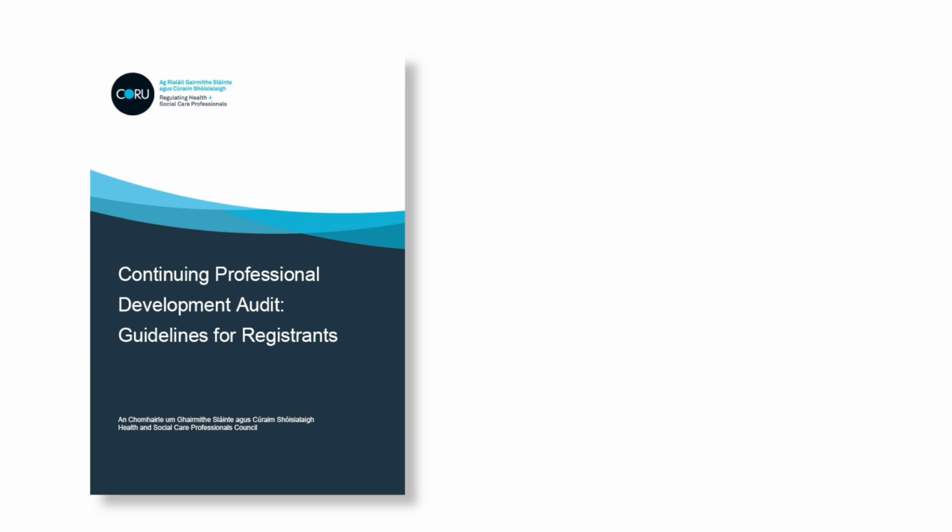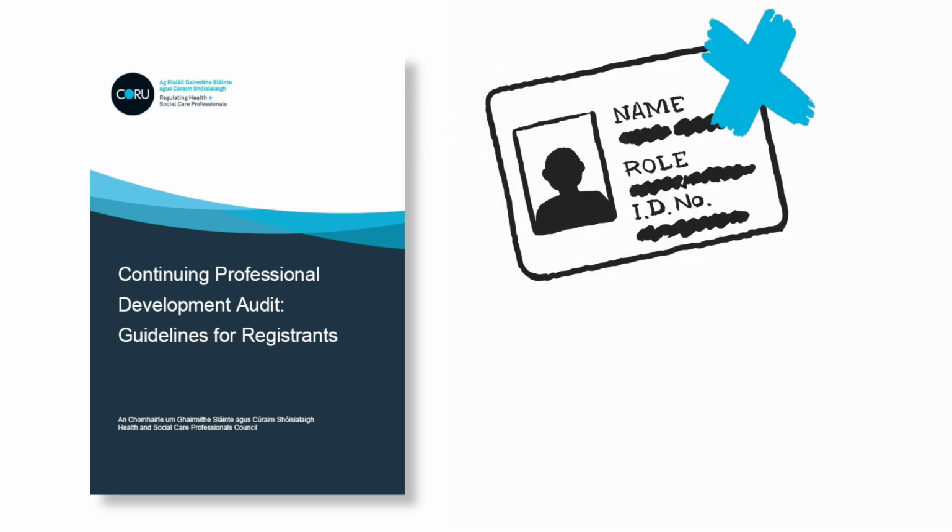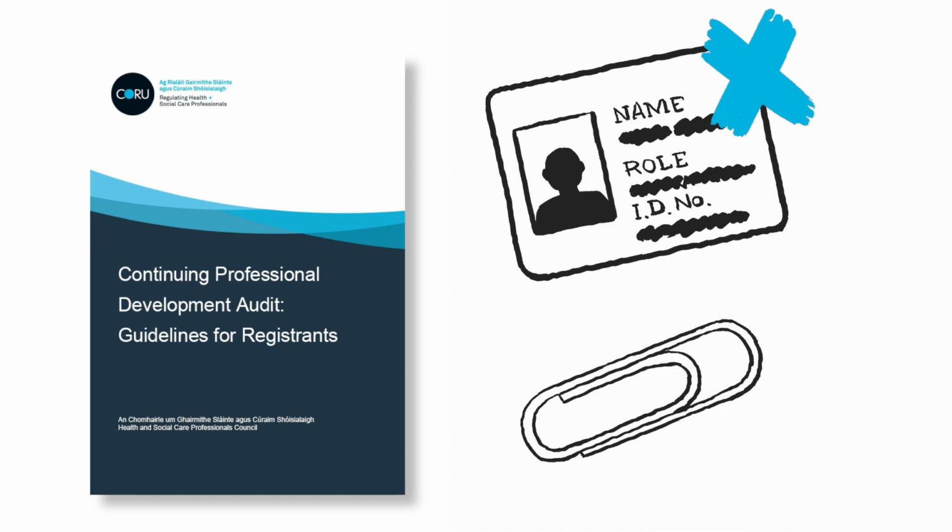1. Read the audit guidelines document before completing your record and submitting. 2. Remember, you should never provide any information that would enable anyone to identify a third party or service user. 3. Remove any supporting documentation with your submission, as there must be no documents attached.